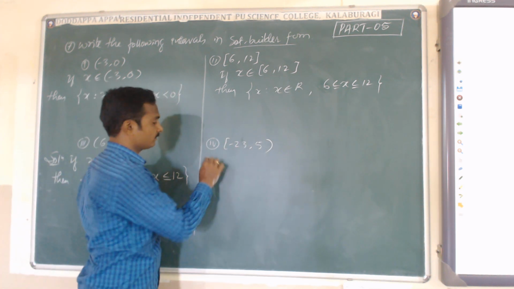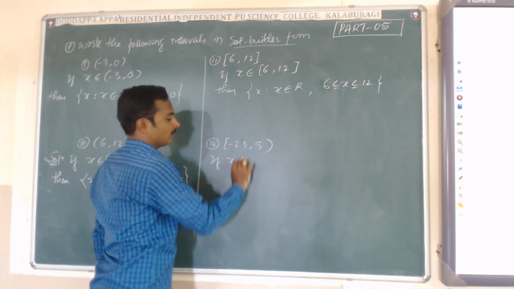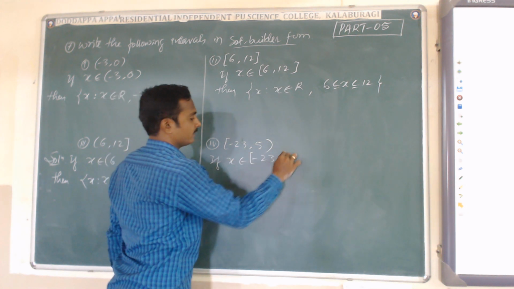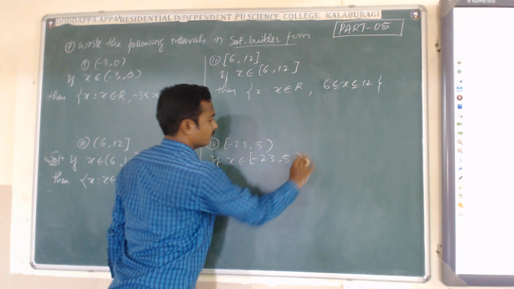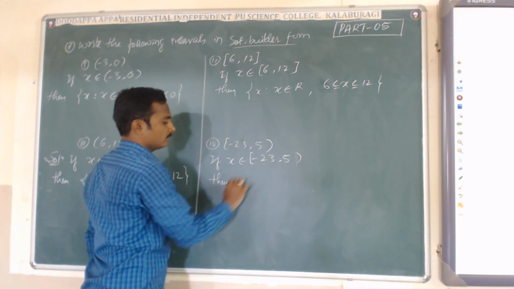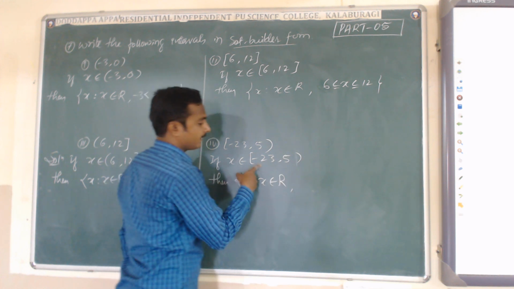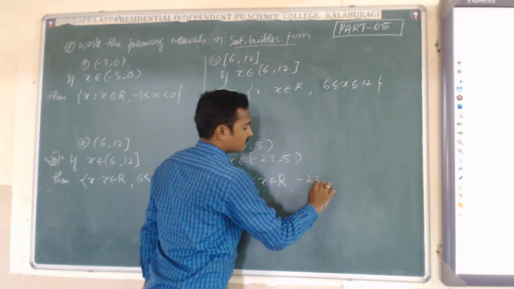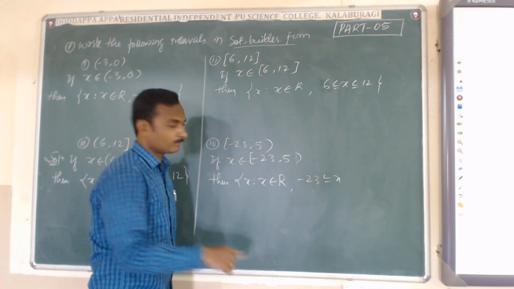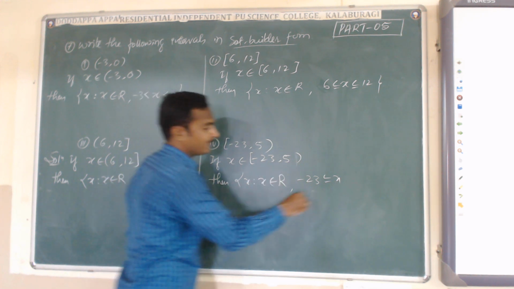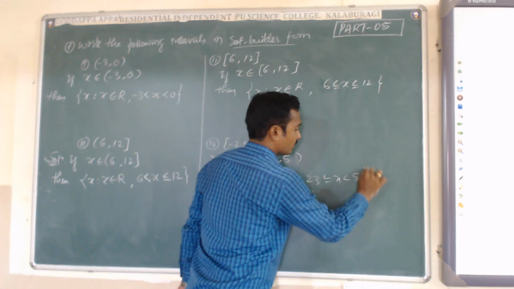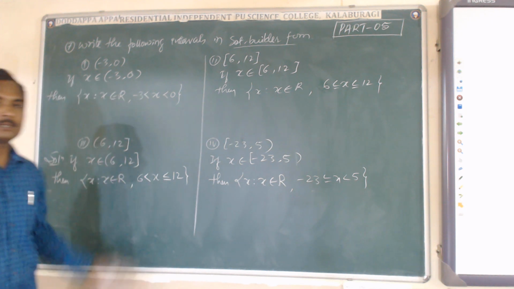Look at the last one. If x belongs to the closed interval minus 23 comma 5, then the set of all x such that x is a real number, and as this is a closed interval, minus 23 is less than or equal to x. As this 5 has an open interval, less than 5 is your answer. Note down this.